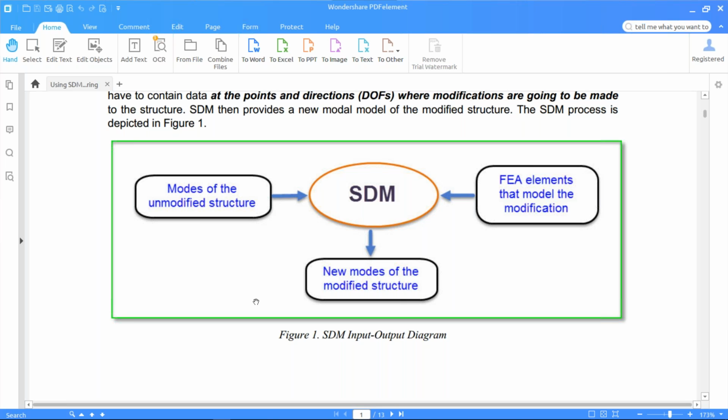The fourth application, which again is a combined use of SDM, and we can use it with our FEA capabilities in ME-scope, is called FEA Model Updating. Now this has become a very popular subject because there's a lot of FEA modeling going on in the mechanical engineering world today.